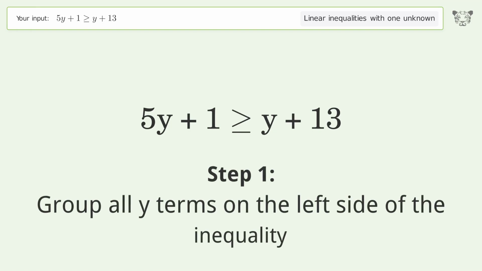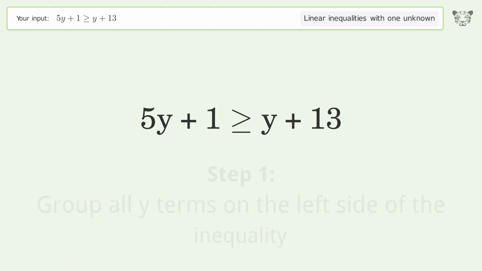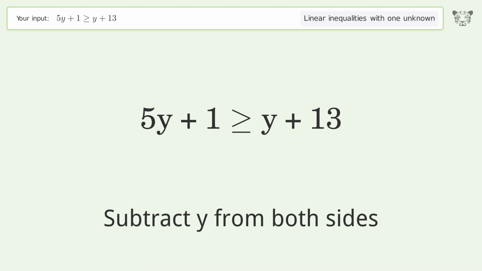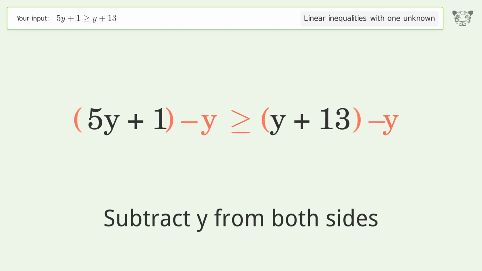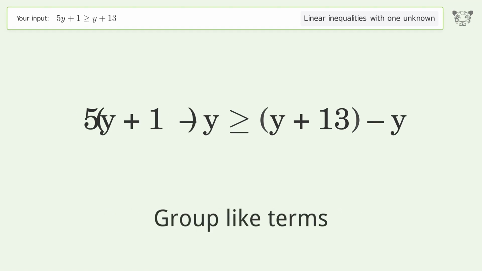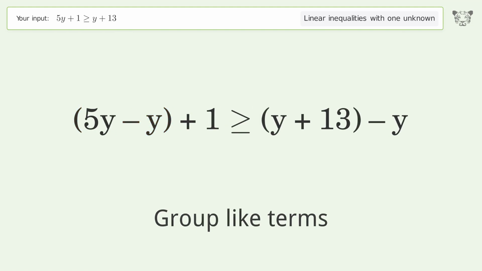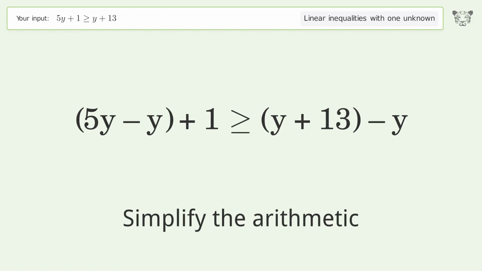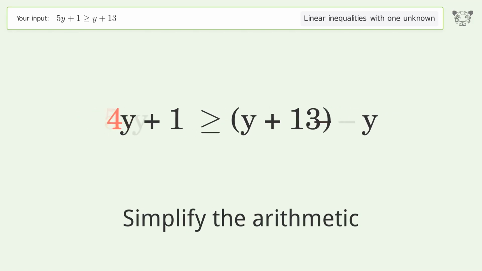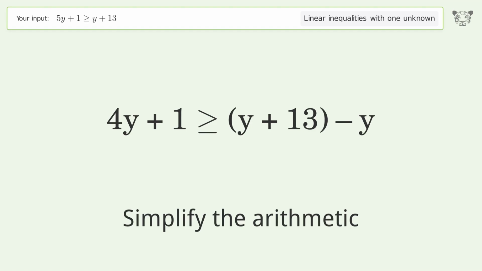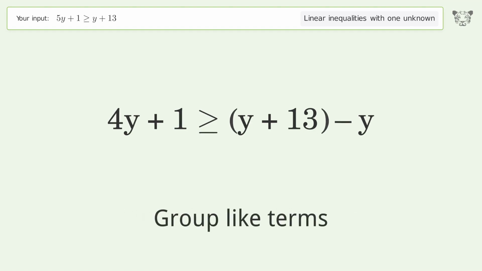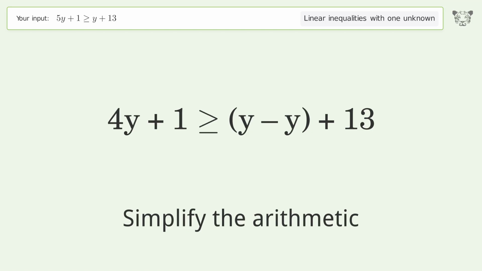Group all y terms on the left side of the inequality. Subtract y from both sides. Group like terms. Simplify the arithmetic. Group like terms. Simplify the arithmetic.